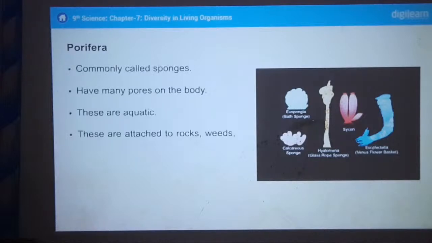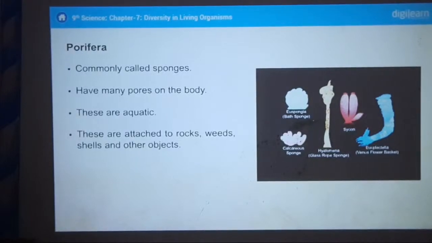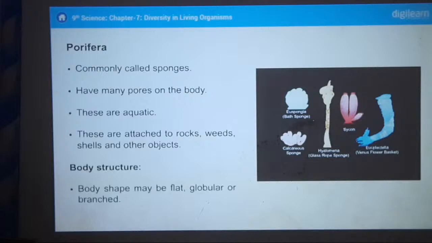Porifera. Porifera are commonly called sponges. Surface of the body is perforated by a number of pores. Hence, they are called Porifera. Porifera are aquatic. Most of them are marine and some live in fresh water. The shape of the body may be flat, globular, or branched.